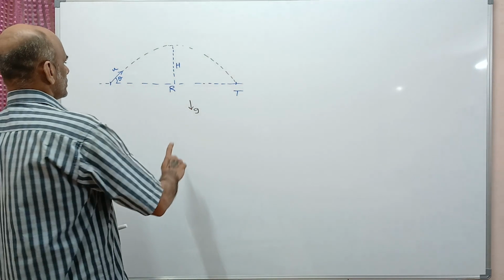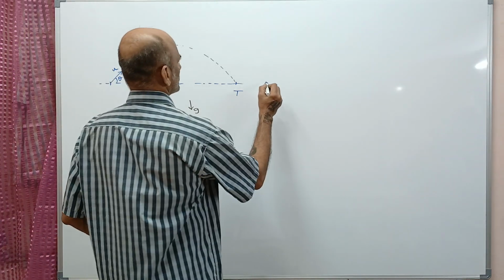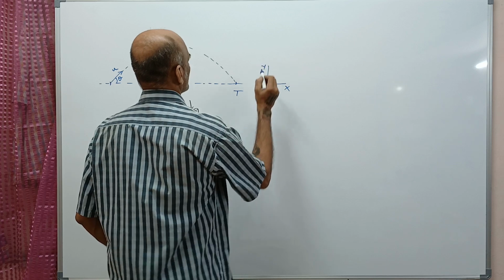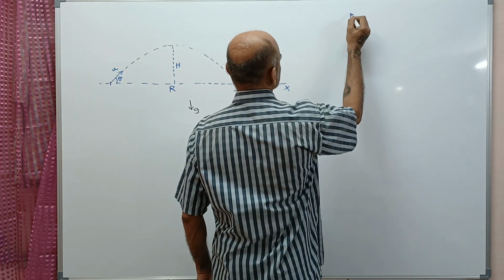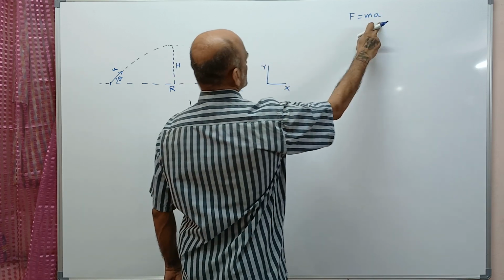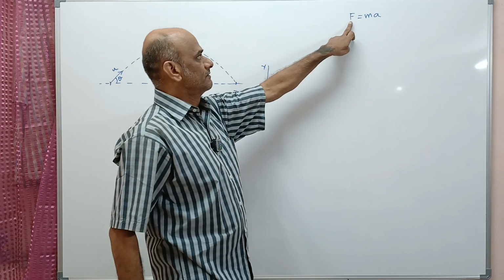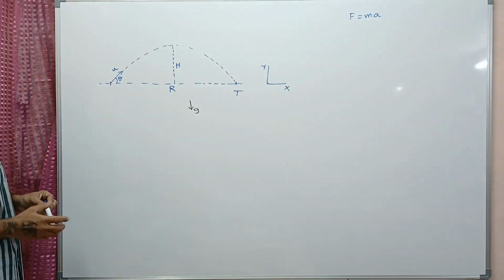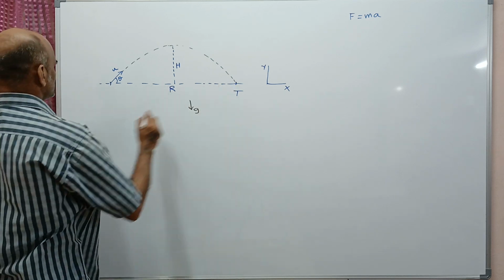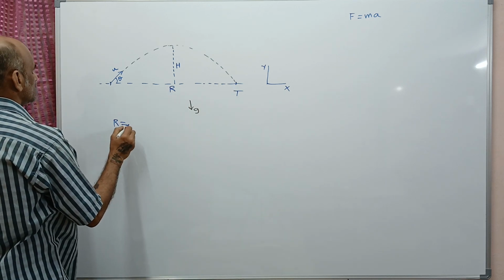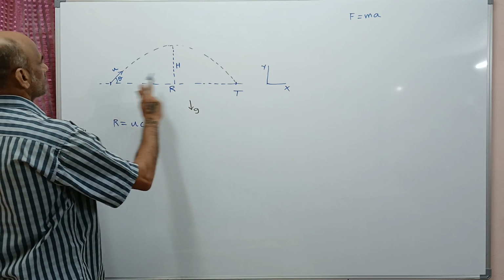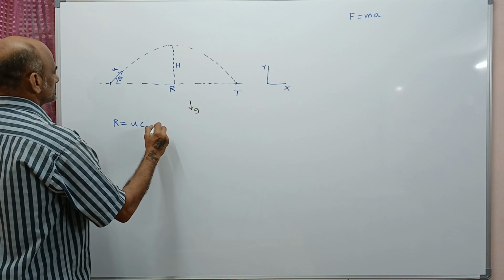Since there is no force acting in the horizontal direction, which is the x direction, and the vertical direction is y, when force is zero, acceleration is zero, according to Newton's second law of motion. So in the x direction, F is zero, so a is zero. So x direction motion is a uniform velocity motion. So the distance traveled in the x direction from here to here is the uniform horizontal velocity, that's u cos theta, in the time to go from here to here, which is the flight time t.